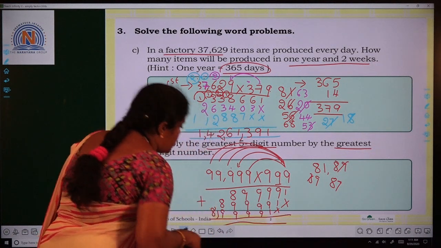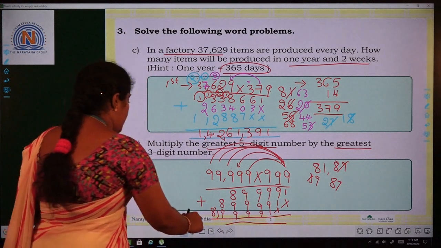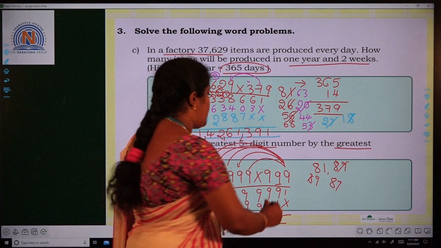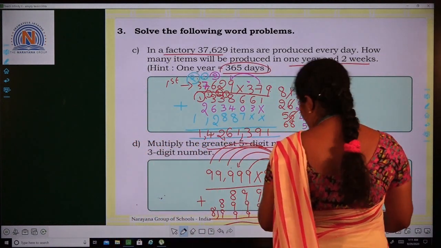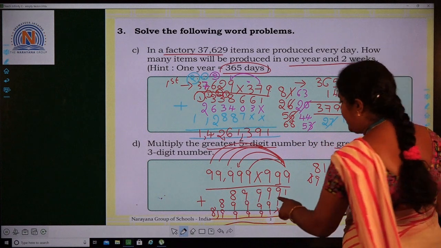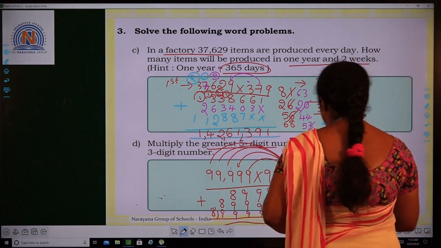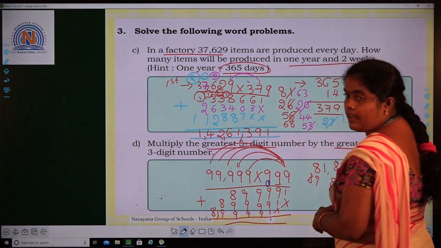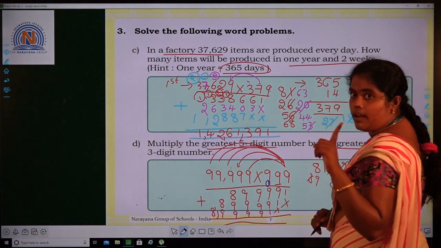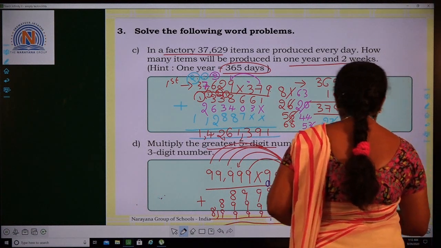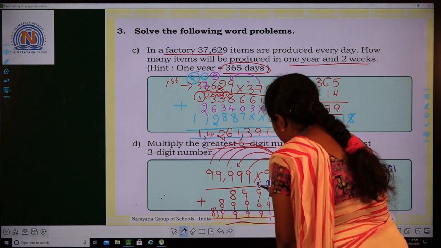Now we have to do the addition. Yes, finally. Do the addition. The answer here is 1. Because there is no number, we directly write 1. And 9 plus 1, the answer is 10. 1 is carried to the next place. Next, 9 plus 9, 18. 18 plus 1, the answer is 19. 19 plus 1, the answer is 20. 2 is carried to the next place.